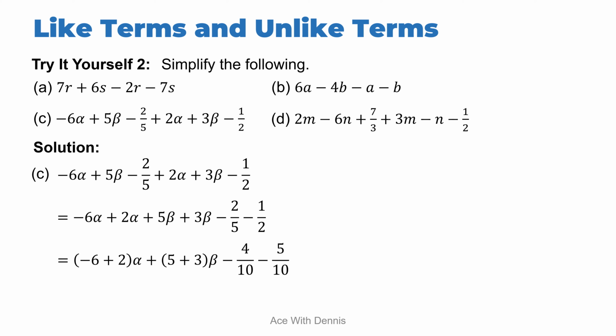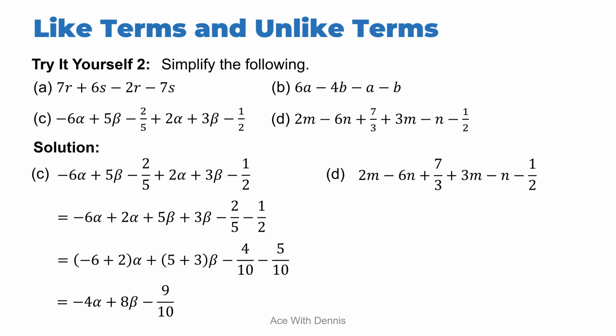We have negative 6 plus 2 alpha plus 5 plus 3 beta minus 4 over 10 minus 5 over 10. Notice that the LCM for 5 and 2 is 10. Hence, we change them to fractions with the denominator of 10. Then the answer is negative 4 alpha plus 8 beta minus 9 over 10.